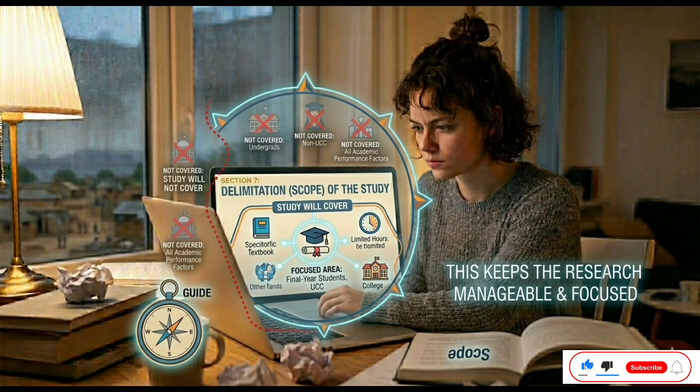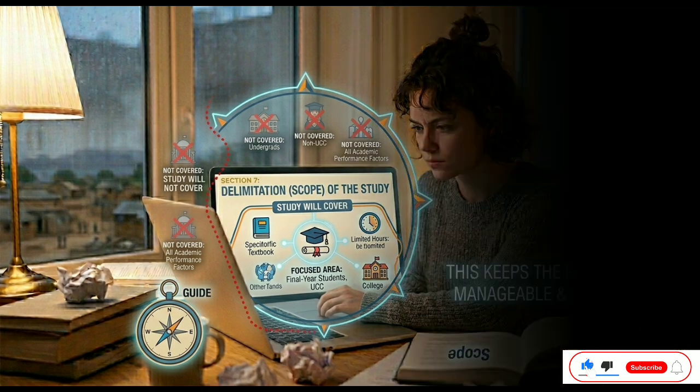Section 7, Delimitation or scope of the study. This section explains the boundaries of the research. It tells readers what the study will cover and what it will not cover. For example, the study may focus only on final year students in a particular college. This helps keep the research manageable and focused.